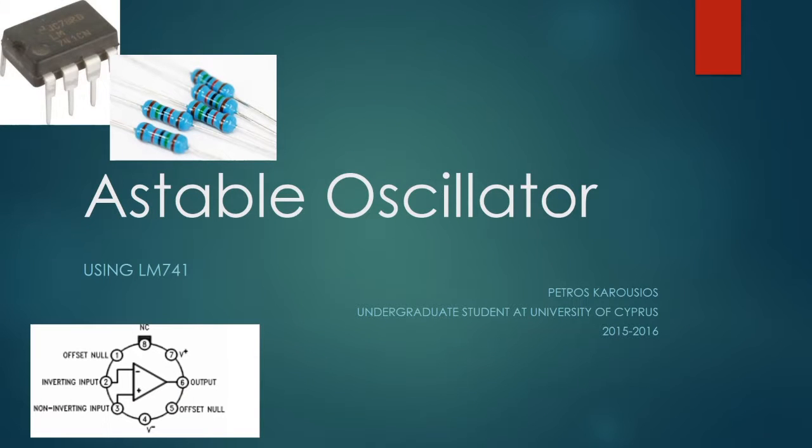Hello everyone, I'm here to show you how to assemble an Astable Oscillator using LM741, 3 resistors and just 1 capacitor. In order to better understand what we are going to do, we have to check some facts about LM741. Remember that this video does not explain how LM741 works.